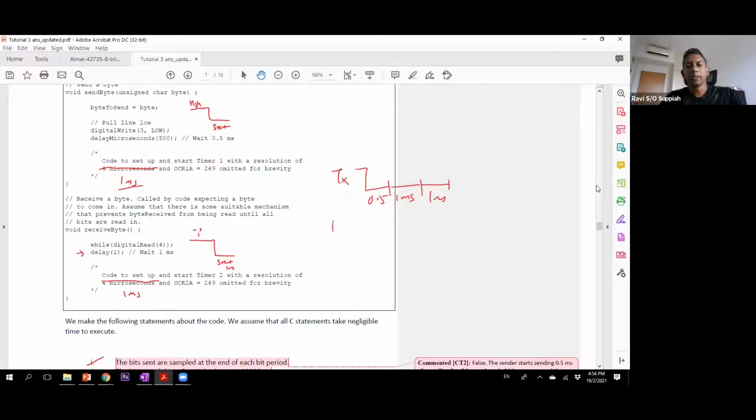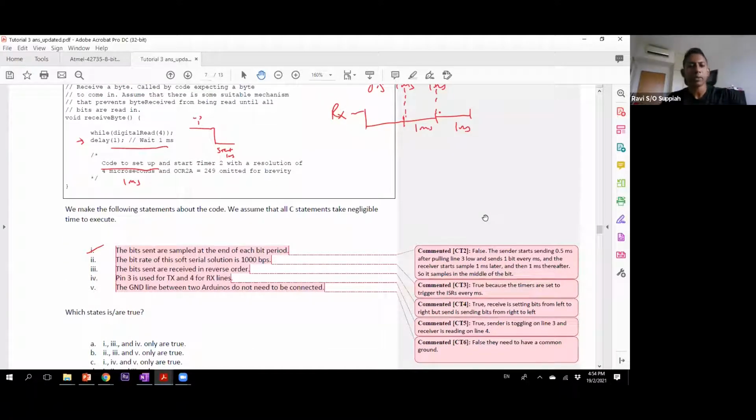What happens at the receiver? The moment the line goes low, he will wait for 1 millisecond. So waiting for 1 millisecond means you come here, and then he will start to have an interrupt every 1 millisecond. That means I will actually be reading in the middle. The receiver is actually reading data in the middle of the bit, not at the end of the bit or the start of the bit. So this is not true.